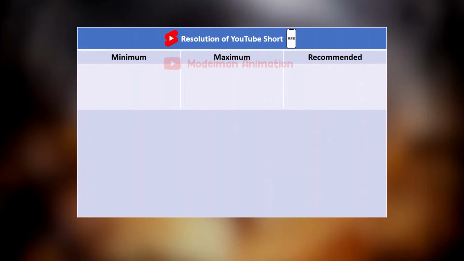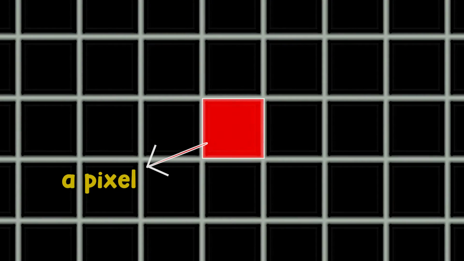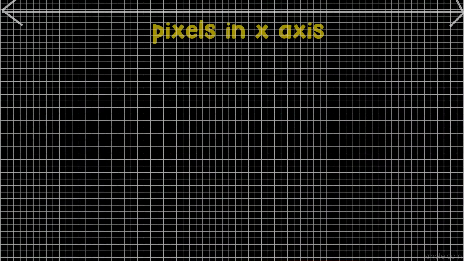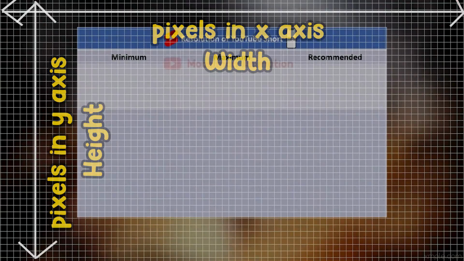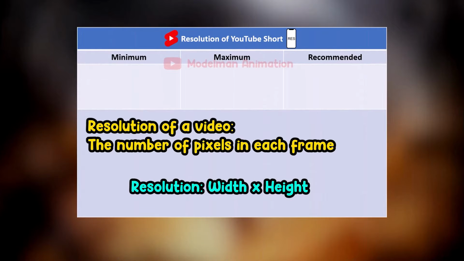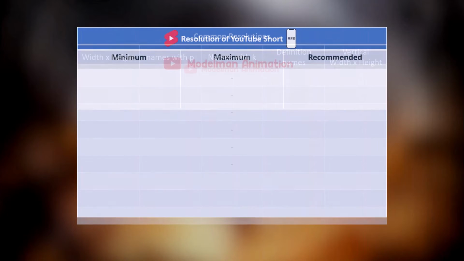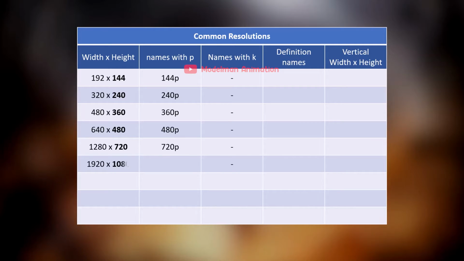First, let me give you a simple definition for resolution. As you know, every frame of your video is created based on pixels. We have some pixels in the x-axis, which make the width of our frames, and we have some pixels in the y-axis, which make the height of our frames. The resolution of a video is the number of pixels that we have for the width and the height of each frame. So it's not just a number, it's width times height. But to make it simpler, sometimes we call them by their height, like 144p, 240p, 360p, 480p, 720p, and 1080p.